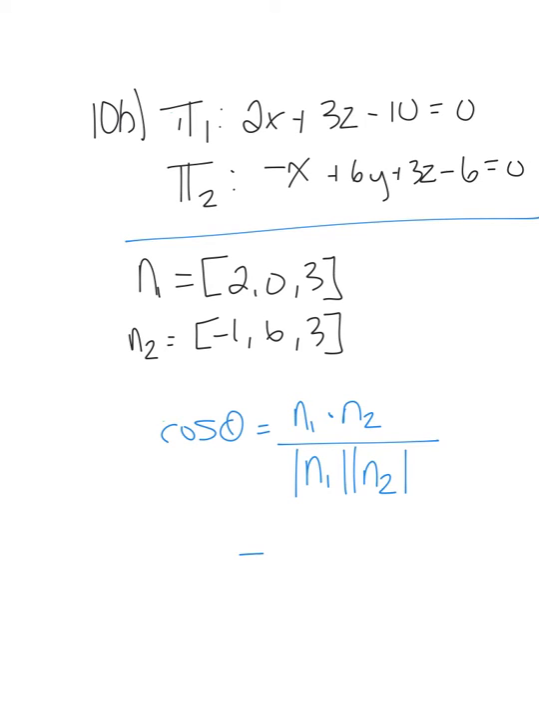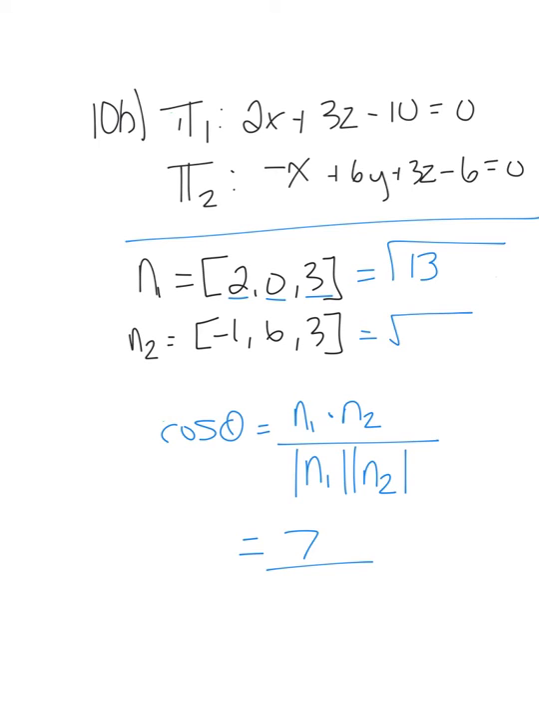So if I go and do the dot product of normal 1 and normal 2, I have 2 times -1, which is -2, plus 0 times 6 is 0, plus 3 times 3 is 9. So I'm going to get a dot product of 7. Now, when I calculate the length of each of these, I'm going to erase this so that I can show you what I'm doing as I go. So the length of this is equal to the square root of 2 squared, which is 4, plus 0 squared, plus 3 squared. So I have the square root of 13.